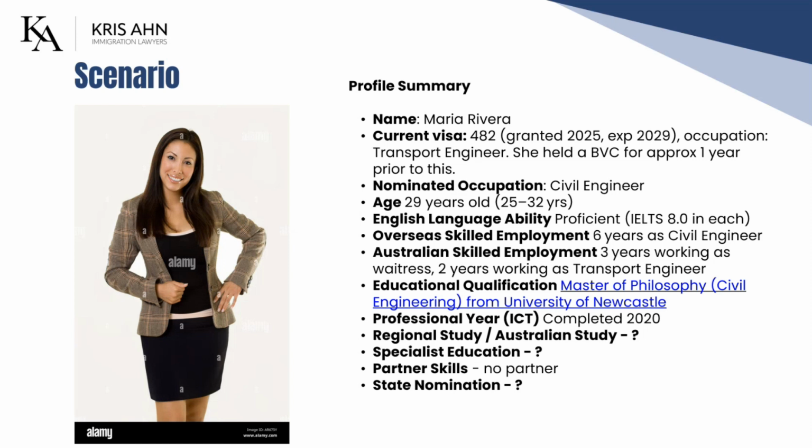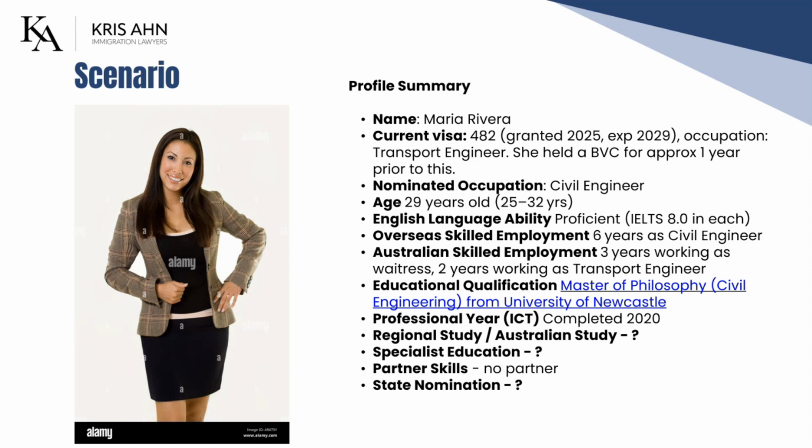Her English language ability is proficient. She's got IELTS 8; 9 is what would get her superior. For her overseas skilled employment, she worked 6 years as a civil engineer. And now she's worked in Australia: 3 years as a waitress and 2 years as a transport engineer. I guess those 2 years were during the time she was holding the BVC and the 482. She's got a Master of Philosophy in Civil Engineering from the University of Newcastle. So she's very studious. She completed the professional year in engineering in 2020.